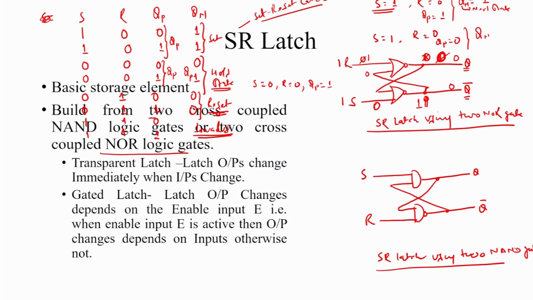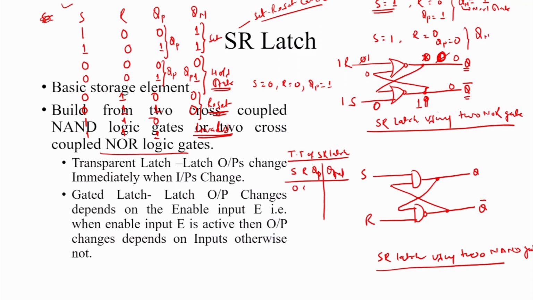So this is the SR latch and its truth table, and in short form the truth table is written as follows. The truth table of the SR latch has inputs S and R, and the previous state is also an input. Then we generate the next state Qt plus 1, known as Qn.